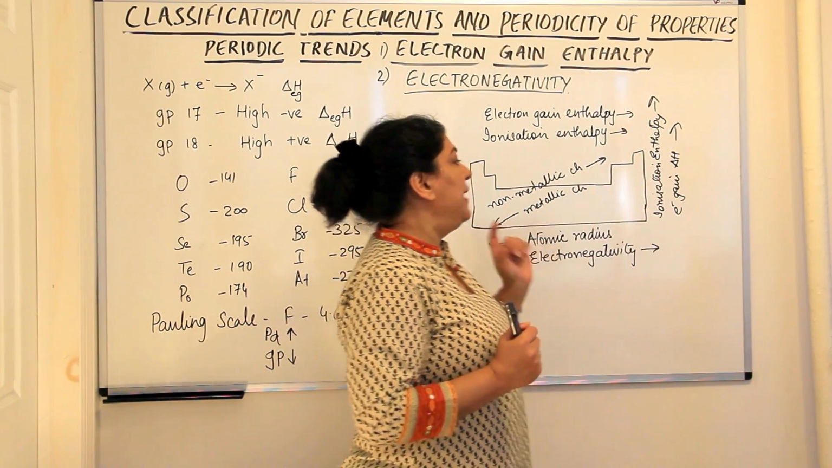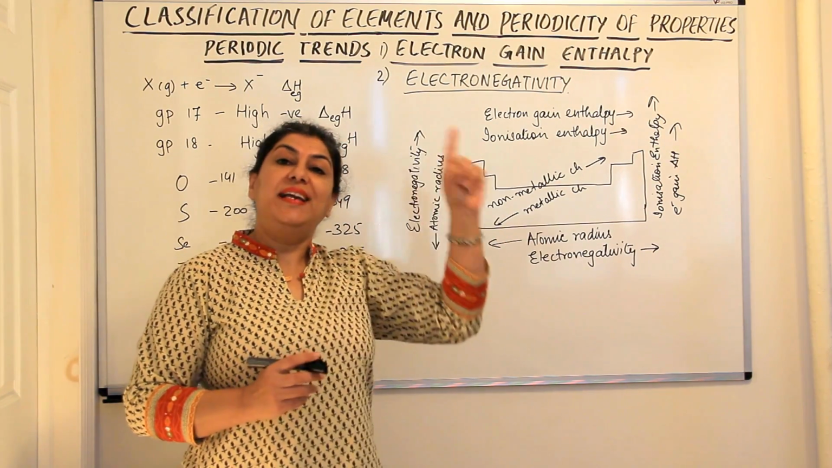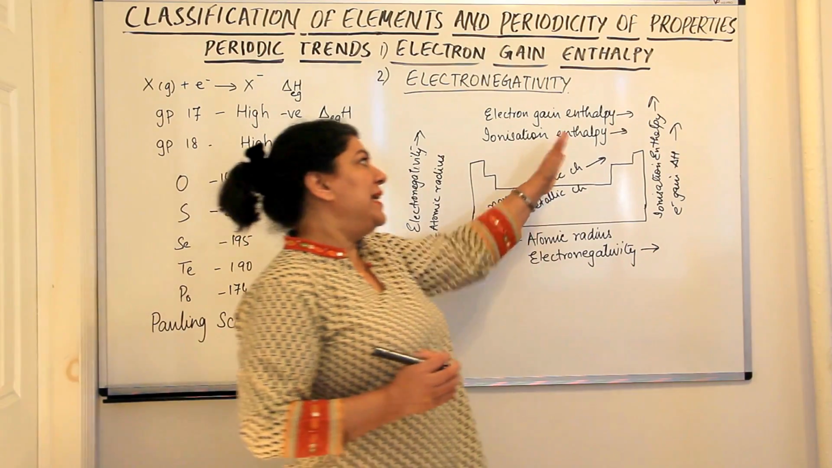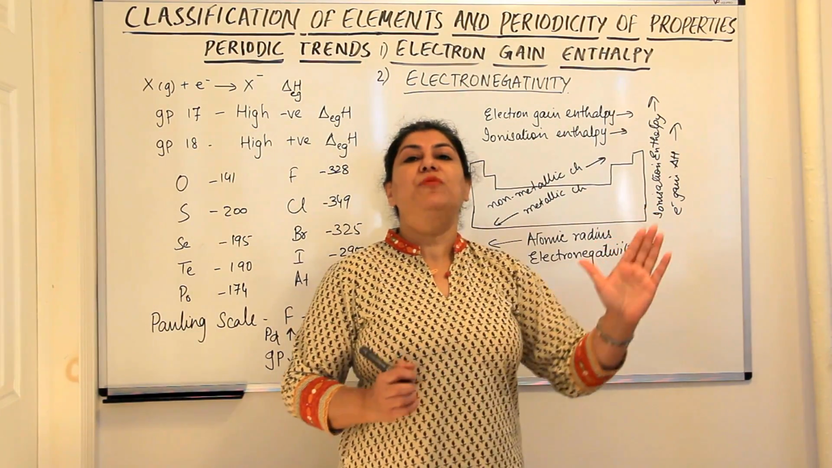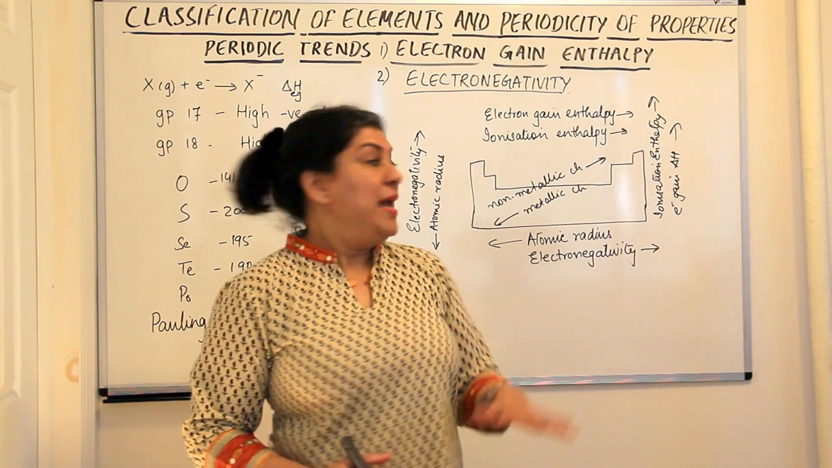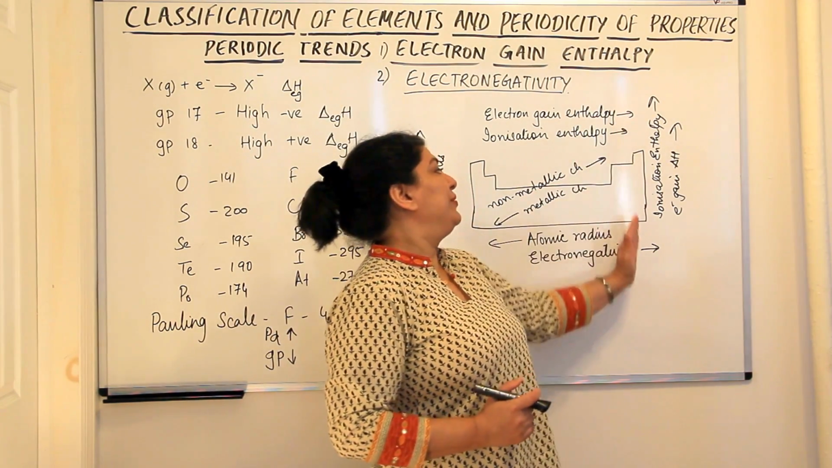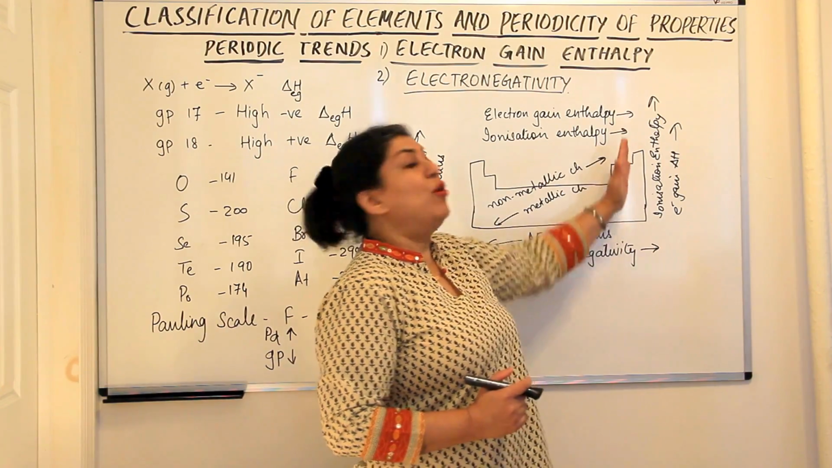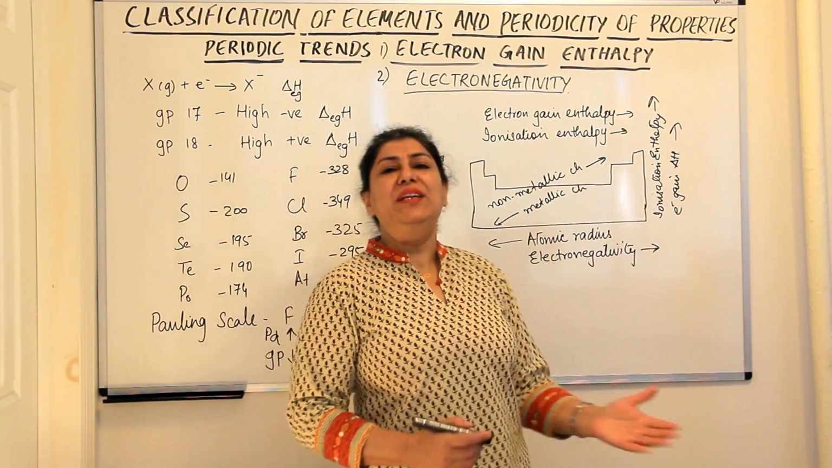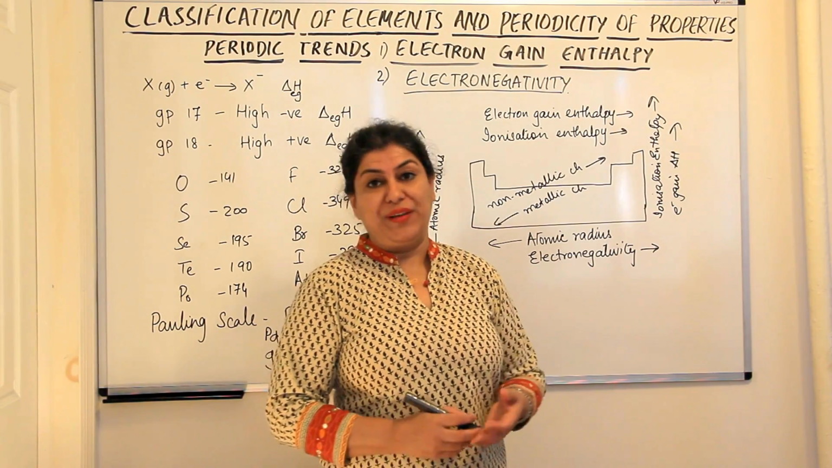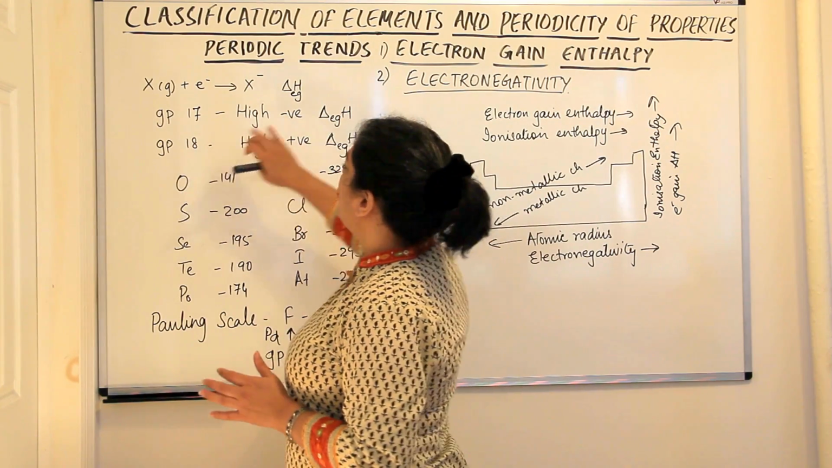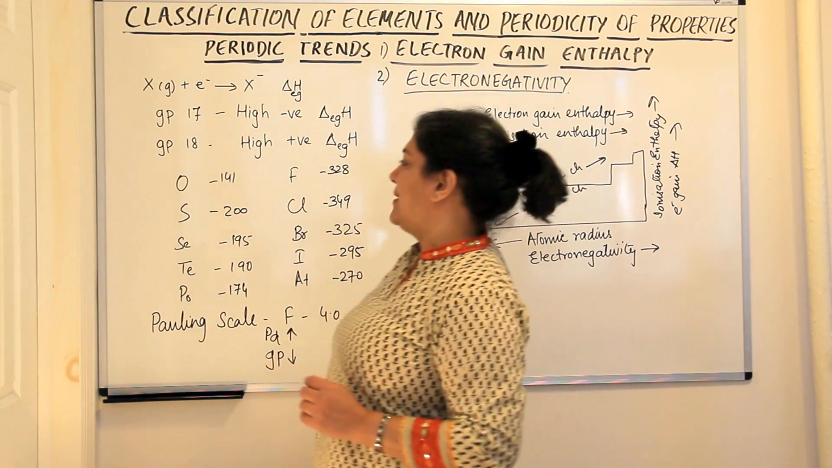So electron gain enthalpies of halogens are the highest, but that is the negative electron gain enthalpy, which means that in a period, the halogen is the atom to which it is easiest to add an electron. And the positive value of the electron gain enthalpy of the noble gas would also be the highest, again, because it would lead to a very unstable configuration. So this was about group 17 and group 18, that is halogens and the noble gases.